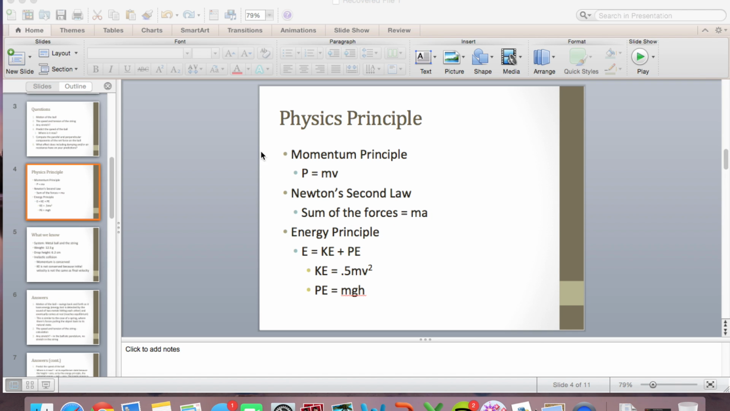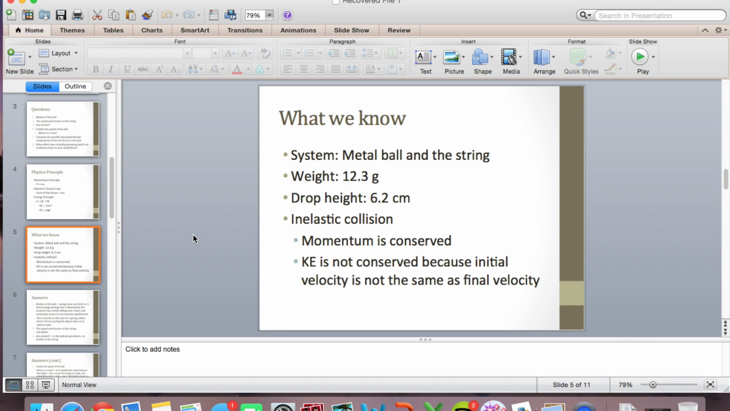And here are the physics principles we'll be dealing with: the momentum principle, Newton's second law, and the energy principle. What's given to us is a system of our project: the metal ball and the string. The weight of the ball, neglecting the weight of the string, is 12.3 grams and the drop height is 6.2 centimeters. So at that point, there will be a potential energy, a stored energy.